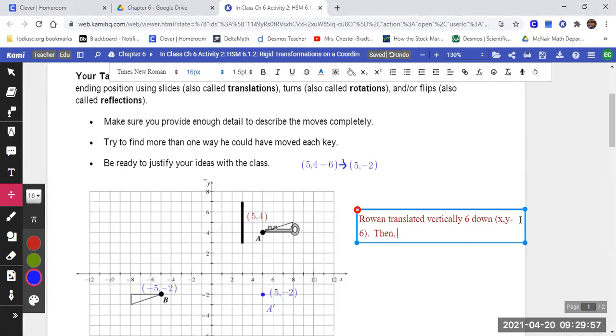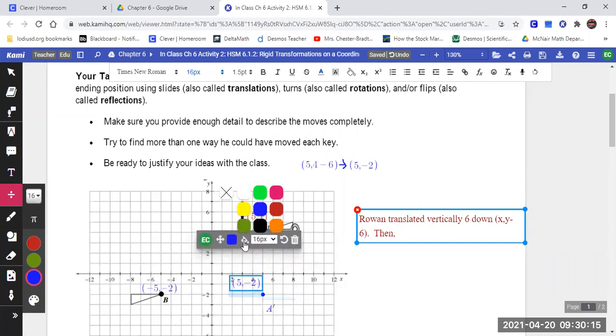What did he do next? So we've envisioned that that key has slid to this location. Okay. The key is now in this spot. And I'm going to move this over here for a second. I'm going to fill it with white so I can see it.